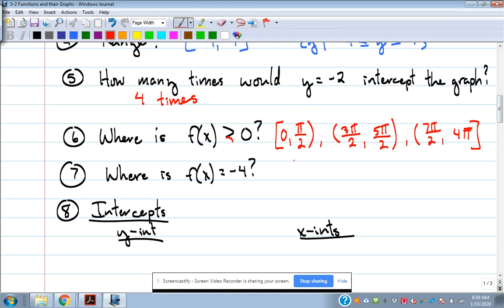Pi and 3 pi. I'm emphasizing the X equals there, so we pay close attention to that. All right. And then the next thing they're asking for are intercepts.